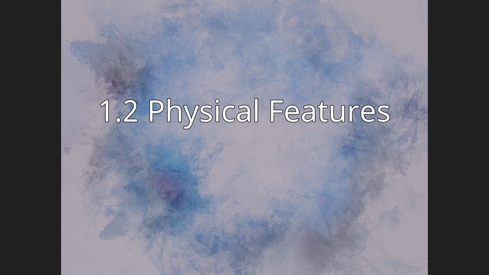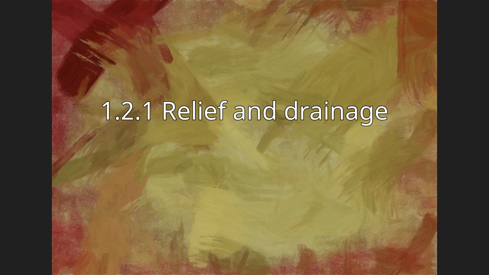1.2 Physical features. 1.2.1 Relief and drainage. The district is underlain mainly by Birimian and granitic rock formation. The relief of the district is generally low-lying and undulating, with isolated hills rising up to 300 meters above sea level in the western part of the district.